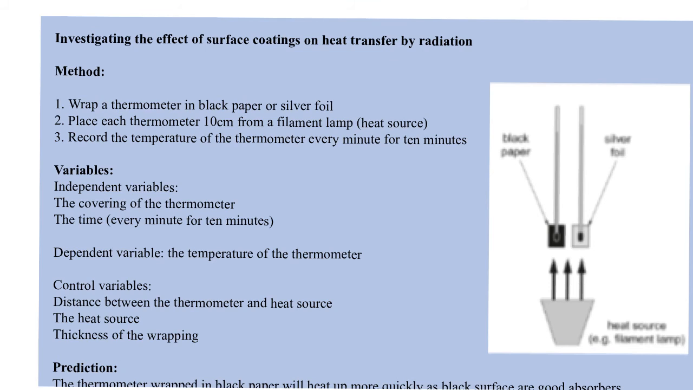And my prediction in this is that my thermometer wrapped in black paper will heat up more quickly, as black surfaces are good absorbers. So my black one is going to heat up more quickly than my silver one because it's going to absorb more heat. Remember, my silvery foil is a very poor absorber. My black paper is a very good absorber.